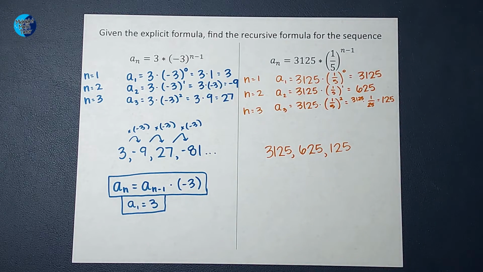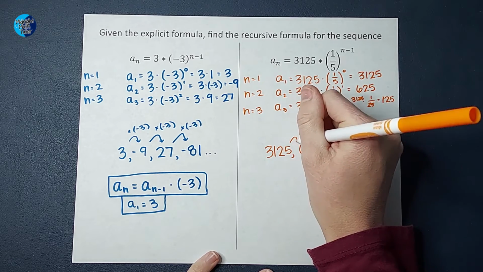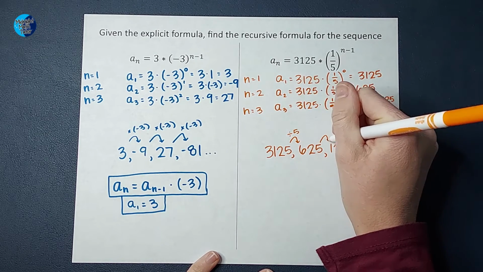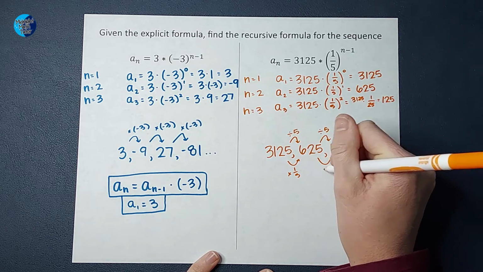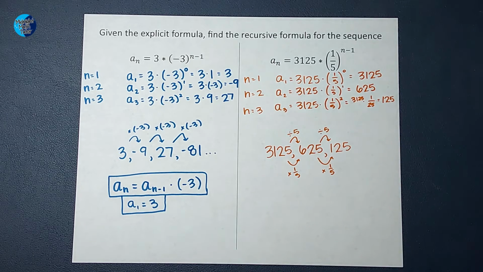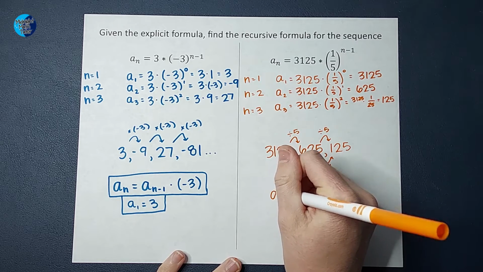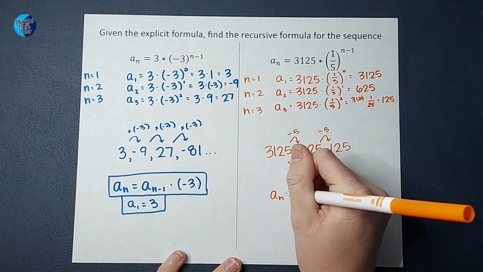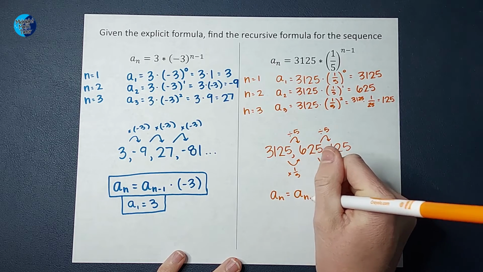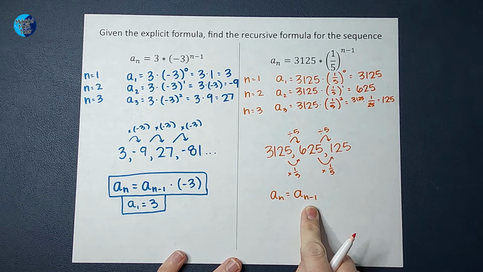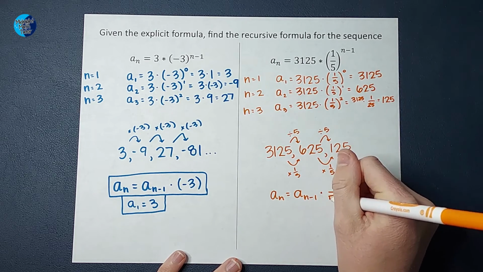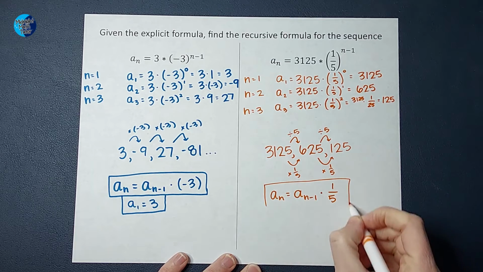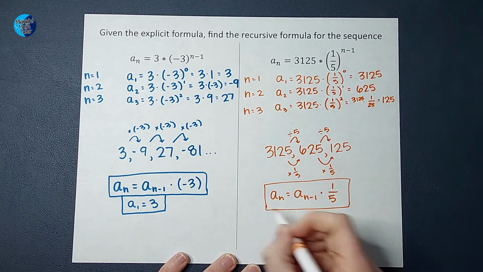And you may have figured it out. What we're doing each time is you could either think of it as dividing by 5 each time or multiplying by 1/5 each time. Same thing. So if I want to write this as a recursive formula, I would say a sub n, or whatever number you want to find, take the number before it, a sub n minus 1. And what we're doing in this case is multiplying by 1/5. That is my recursive formula.